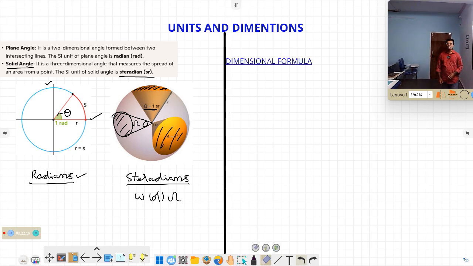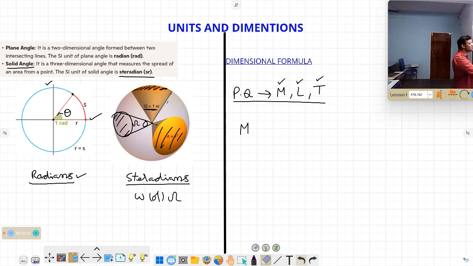Next topic is dimension formula. What is dimension formula? It is the most important topic in units and dimensions. Dimension formula is a method of writing a physical quantity in terms of mass, length, and time. That means while writing the dimension formula, we express mass as a capital M, length as a capital L, time as a T. So the physical quantity which you are expressing in terms of mass, length, time, and their powers. What is the meaning of powers? The physical quantity. This is mass.